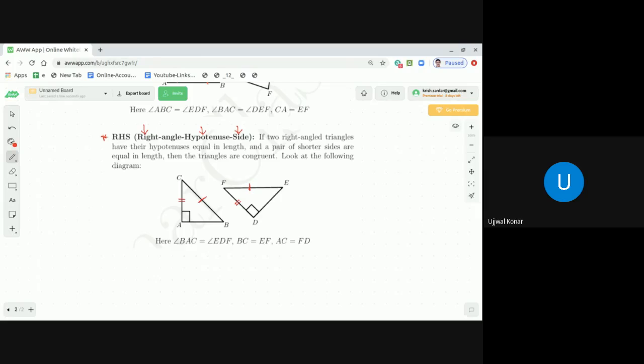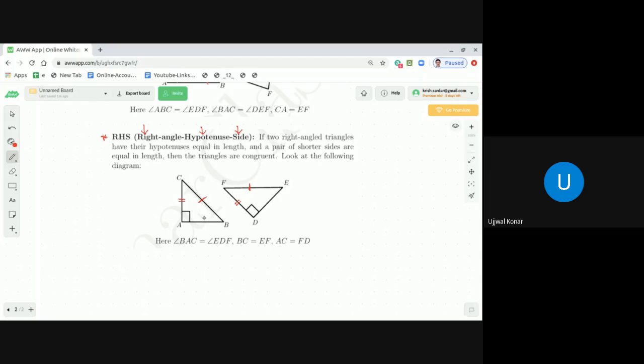And whenever two triangles are congruent, then you can take some decisions about the other sides. Then you can say that AB must be equal to DE. From the information that BC is equal to EF and AC is equal to FD, we are concluding that these two right angle triangles are congruent.